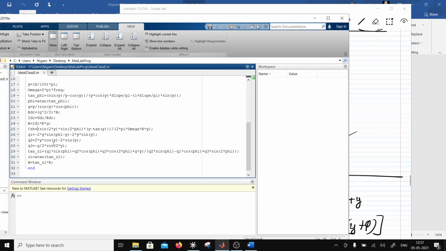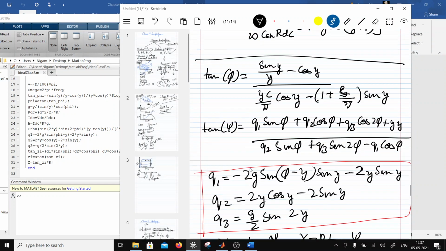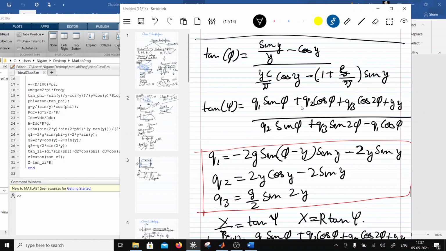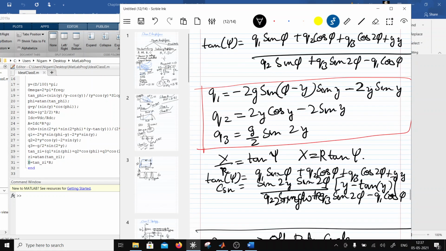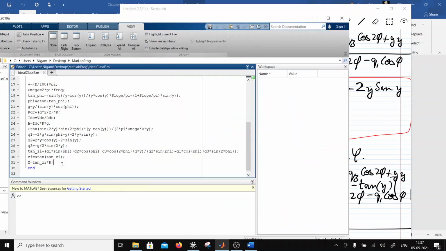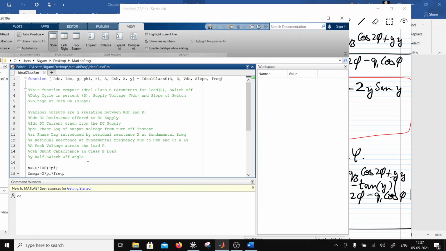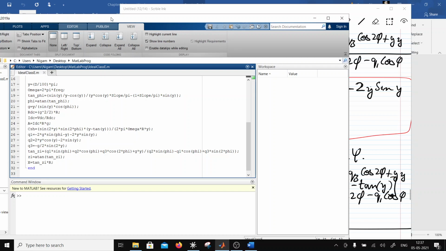Then you can find out xi. So that xi is basically over here. This tan xi is equal to q1 times of sine of phi. Okay, so that's that equation. And once you have tan of xi, so xi is equal to tan inverse of tan of xi, then you have got x is equal to r times of tan of xi. So you have x. So this way you can design a class E ideal with a residual jx.